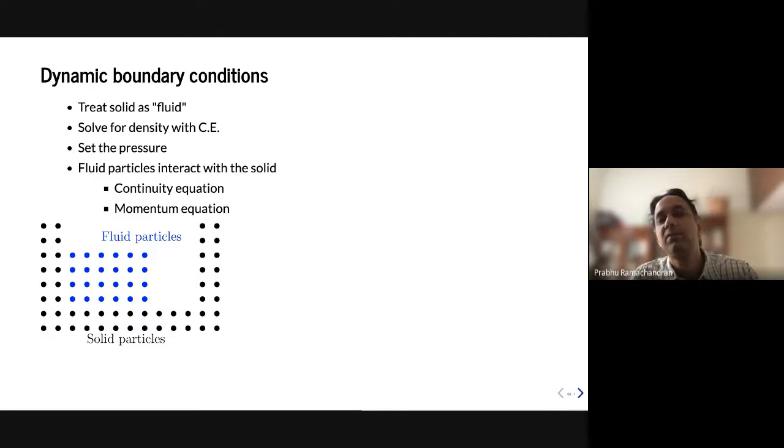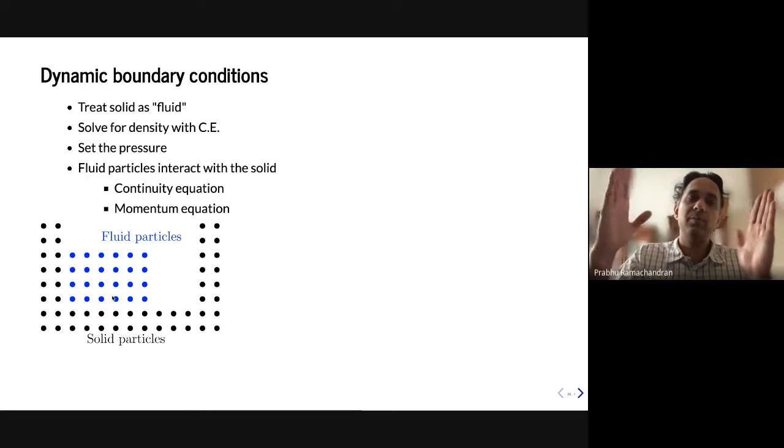You keep the particles fixed. So if your solid is here, you discretize the solid into solid particles. You have the fluid particles. And now for these solids, you basically solve for a density for those particles, and then you set the pressure of those. Maybe I should explain this a little better, but I'm running a bit short of time. The idea is you set the pressure of these particles and use the pressure to drive the fluid particles away.